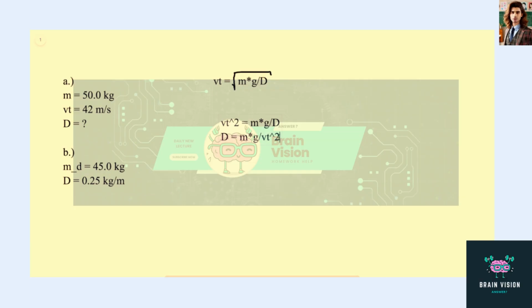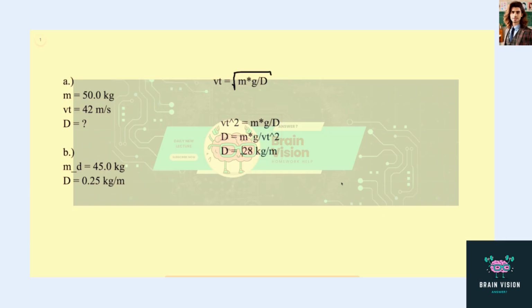0.27 equals 0.27, or rounding up to 0.28 kilograms per meter. If we look at the units here. Sorry, this should be 0.28.